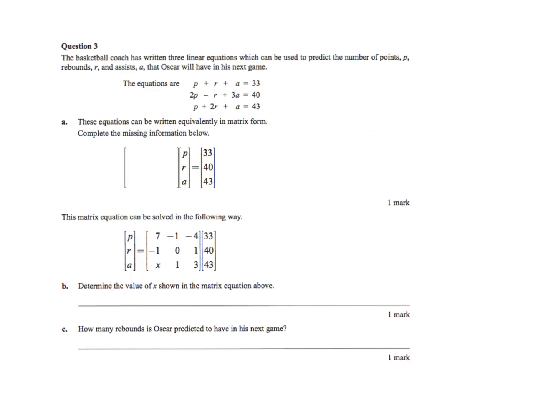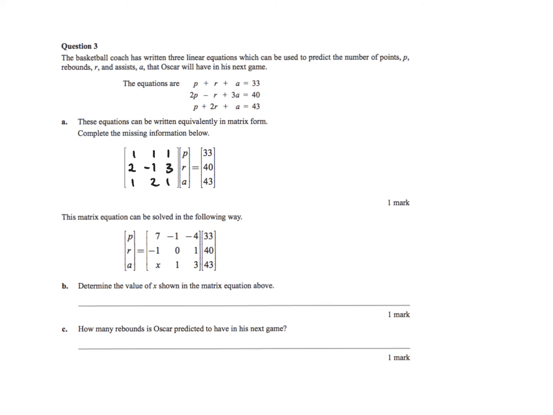The basketball coach has written 3 linear equations which can be used to predict points, rebounds, and assists that Oscar will have in the next game. These equations can be written equivalently in matrix form. Complete the missing information. So here you just have to write the numbers. So it's 1, 1, 1, 2, negative 1, 3, and 1, 2, 1. Okay?